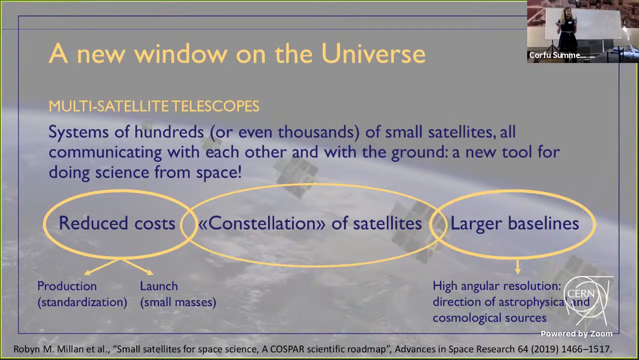Multi-satellite telescopes involve very reduced costs, both in the production, because in order to achieve a large number of satellites, a standardization procedure can be applied, and in the launch costs, since they are proportional to the masses of each satellite. And so it will be possible to construct a true constellation of satellites around Earth and to achieve baselines which are much larger with respect to the ones that are allowed by the current generation of telescopes. And this will lead to very high angular resolution when trying to determine the direction of a cosmological or astrophysical source.